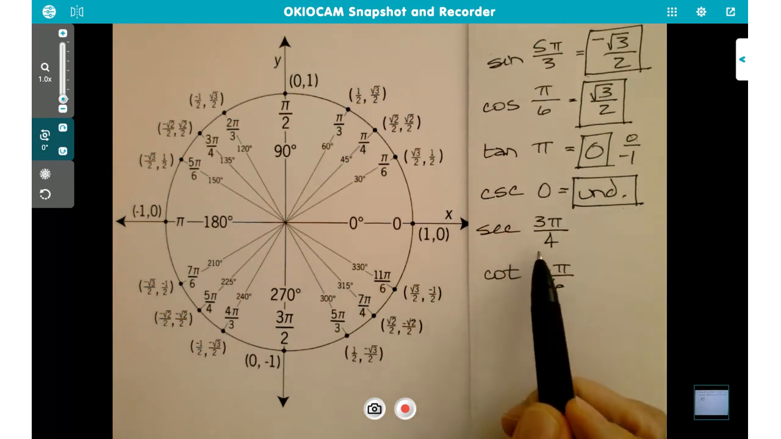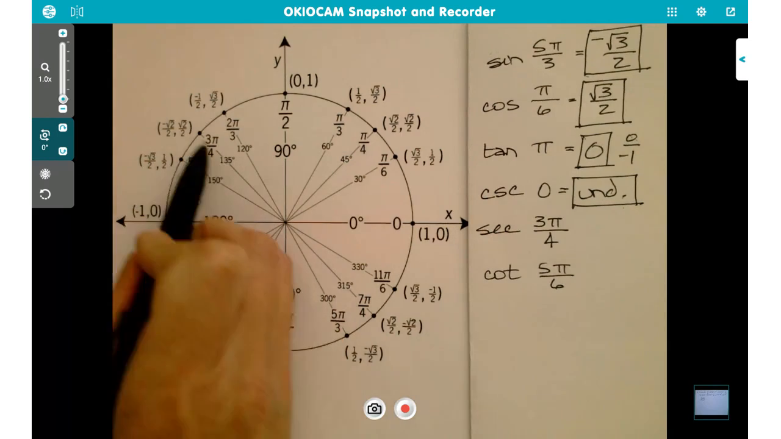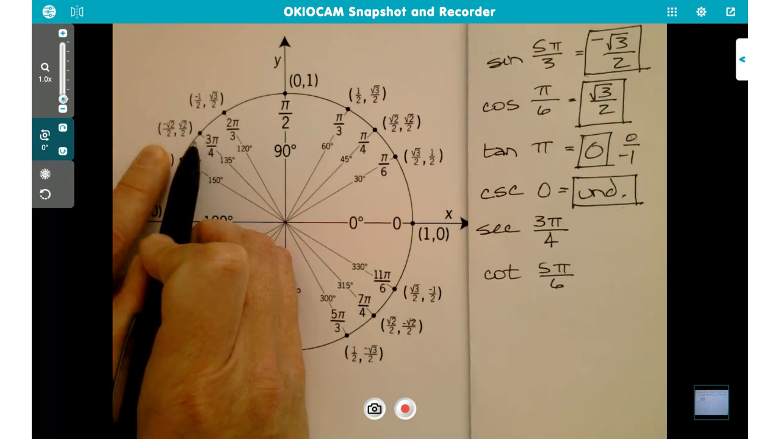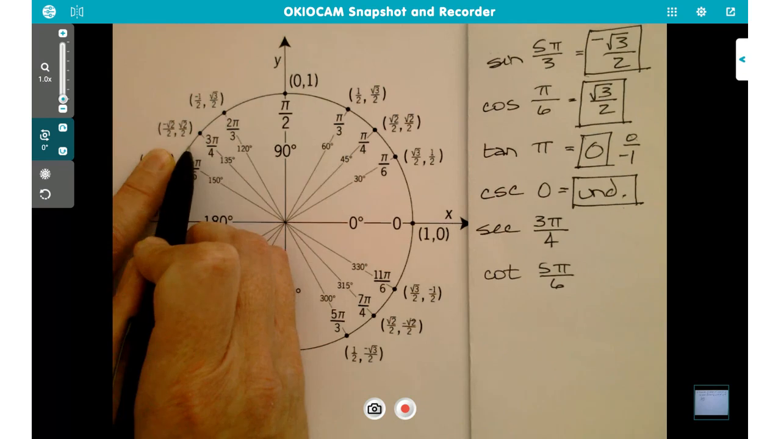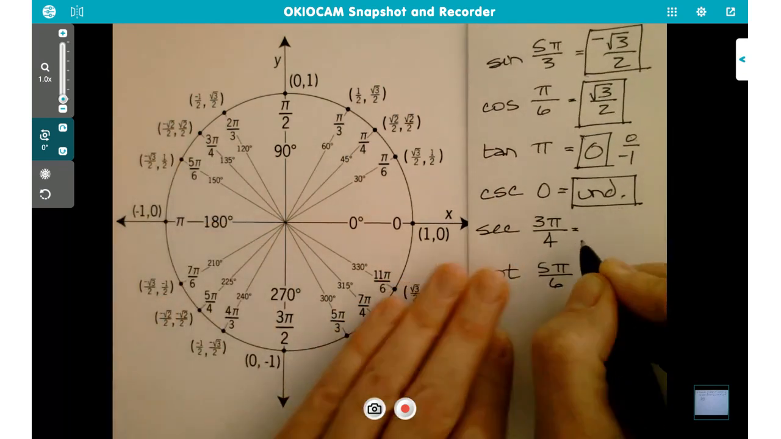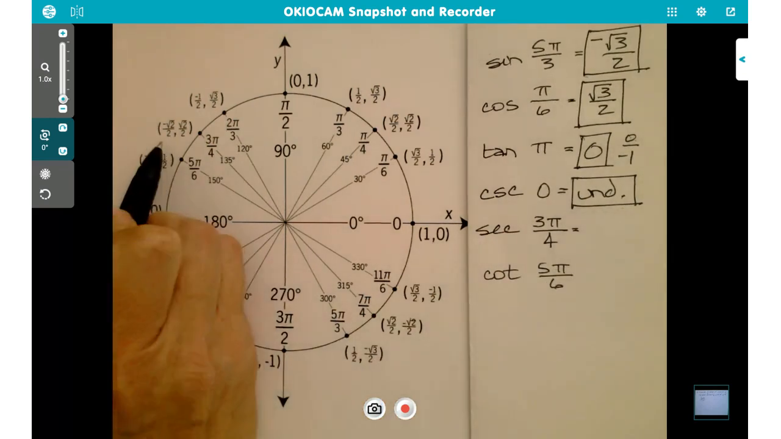Secant of 3 pi over 4. Here's 3 pi over 4. The secant is 1 over the cosine. So that's 1 over x. Definitely going to be negative because my x value is negative. 1 over negative root 2 over 2. Well, if I put 1 over something, that means I'm going to use its reciprocal. Definitely not going to just write 1 over negative root 2 over 2. No complex fractions. We're going to simplify that.